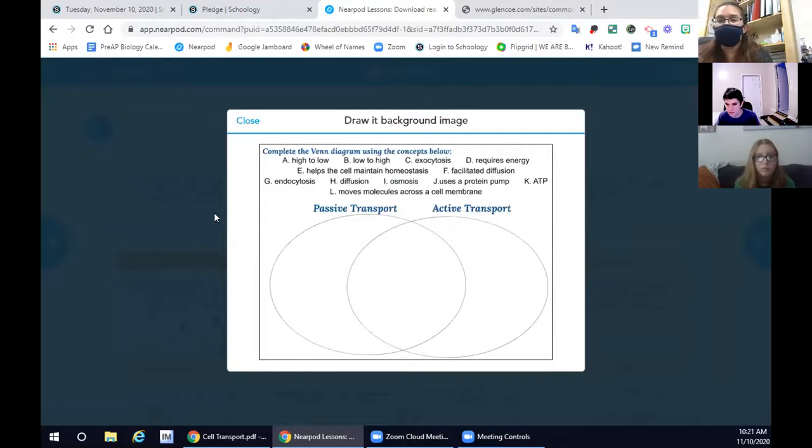Facilitated diffusion is passive. Endocytosis is active. Diffusion is passive. Osmosis is passive. They both use a protein pump. Passive and active, again, both use a protein pump. ATP is for active and moves molecules across the cell membrane. That's both of them. They both move molecules across the membrane.